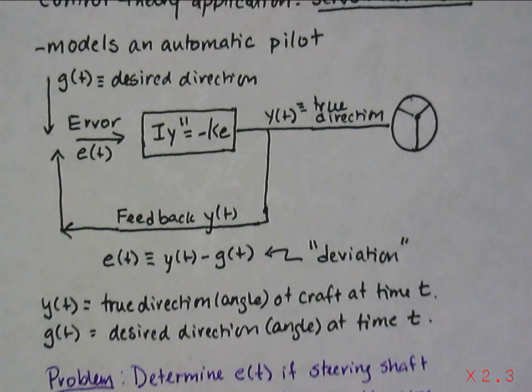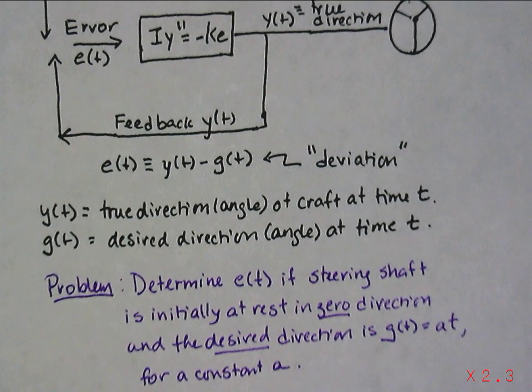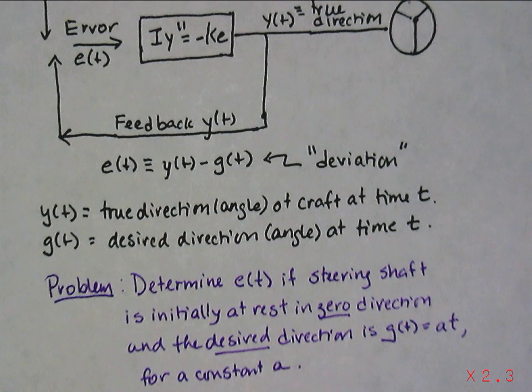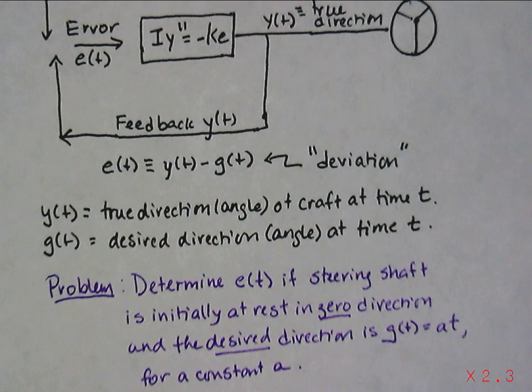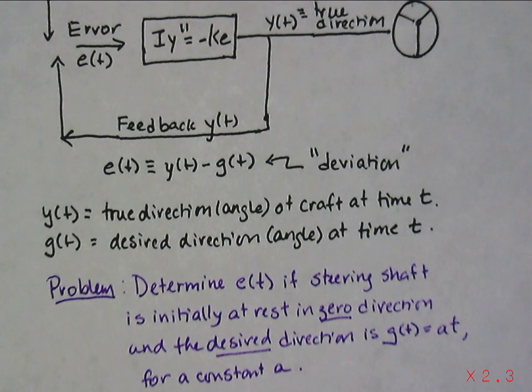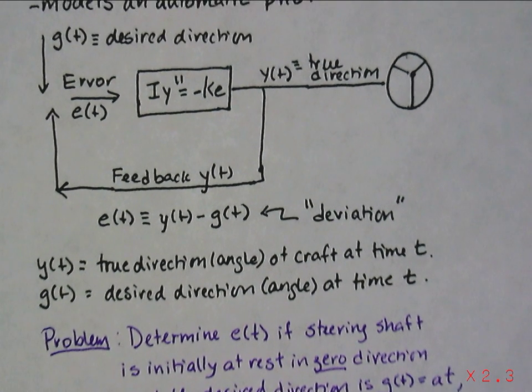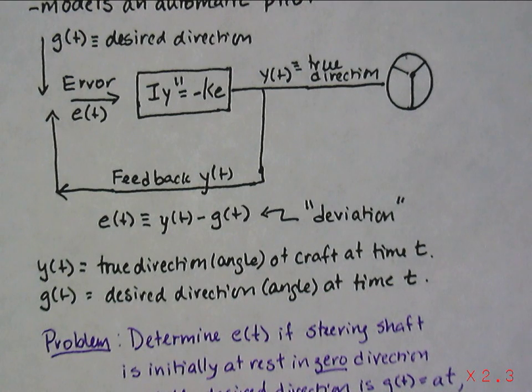So the problem we want to look at is specified this way. Given this servo mechanism, can we determine the deviation as a function of time in the case that the steering shaft is initially at rest in the zero direction and the desired direction is given as a linear function, just a times t, where a is some constant. So again, g of t is just some constant a times t, as t varies, and we're interested in finding an expression of what this deviation function would have to be.